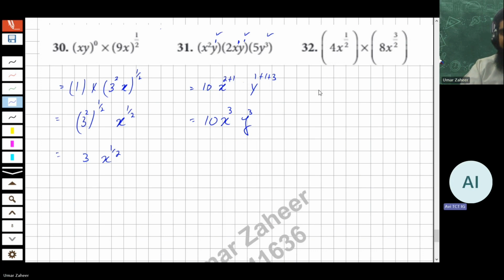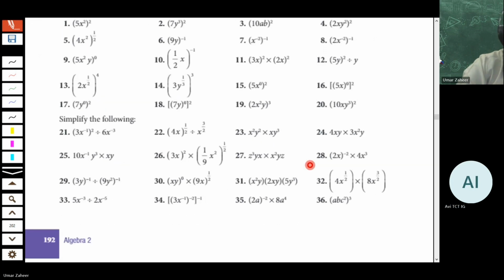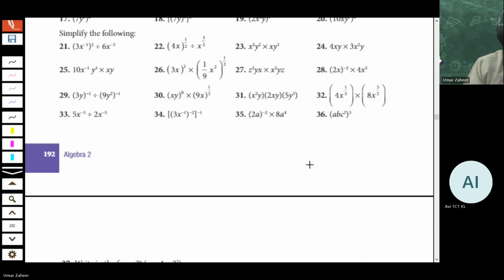All right. Yes, sir. Okay. So again, you have to deal with numerical values. 4 multiplied by 8, that will be 32. Variables, bases are same. You have to add the powers. So it will be 3 plus 1, that will be 4 by 2, so that will be 2. Clear? Yes, sir. Understood. All right. I'm going to take these questions.